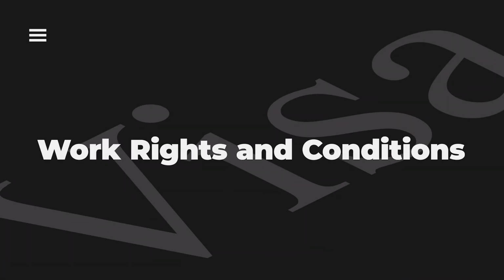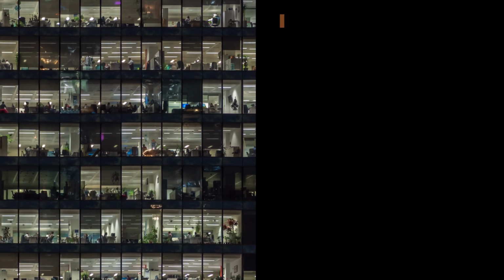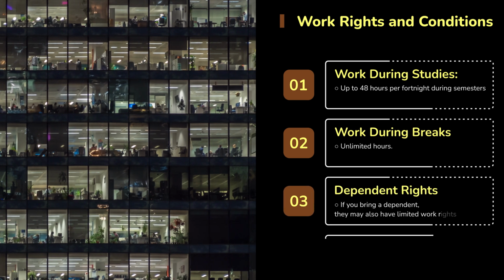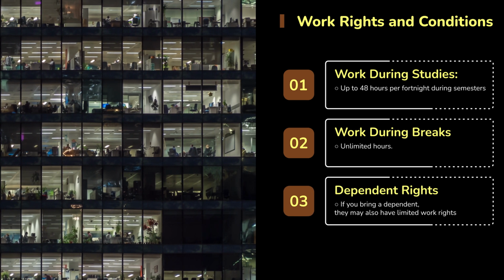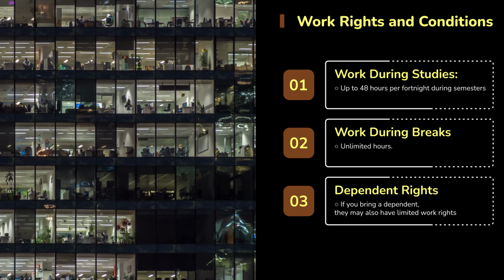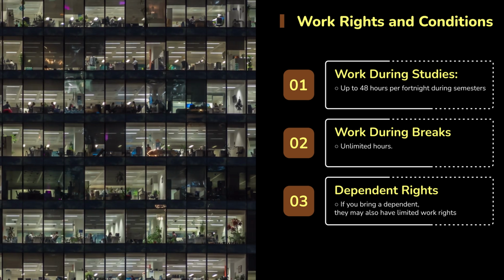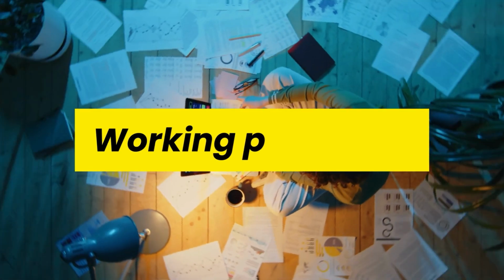Work rights and conditions. Did you know that your student visa also allows you to work? Let's break it down. Work during studies: up to 48 hours per fortnight during semesters. Work during breaks: unlimited hours. Dependent rights: if you bring a dependent, they may also have limited work rights. Working part-time can help you manage living expenses and gain international experience.